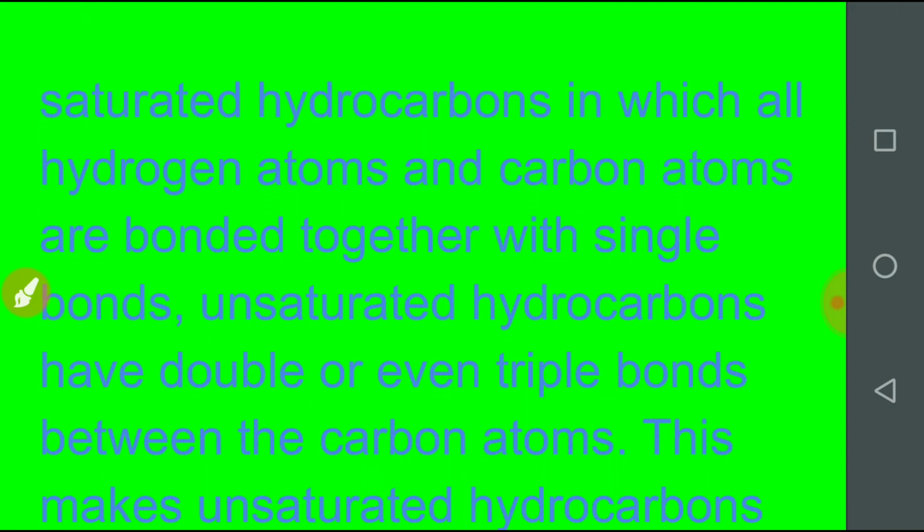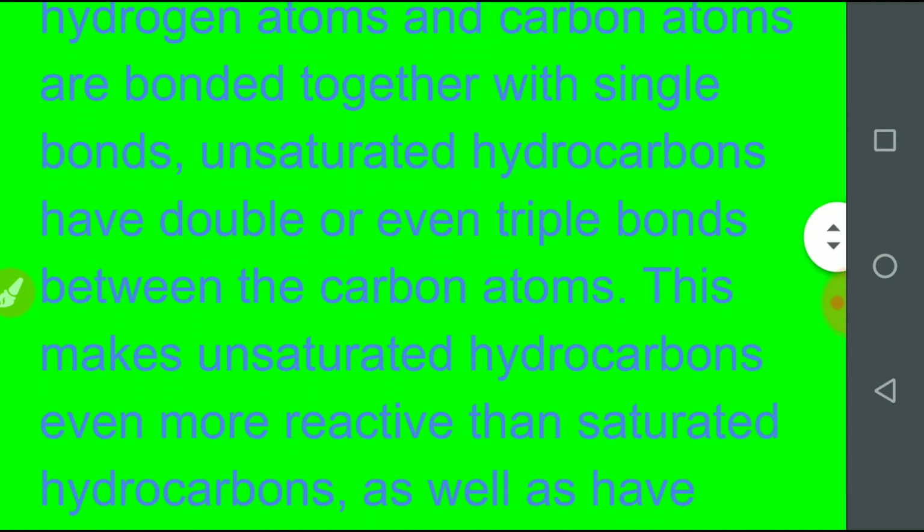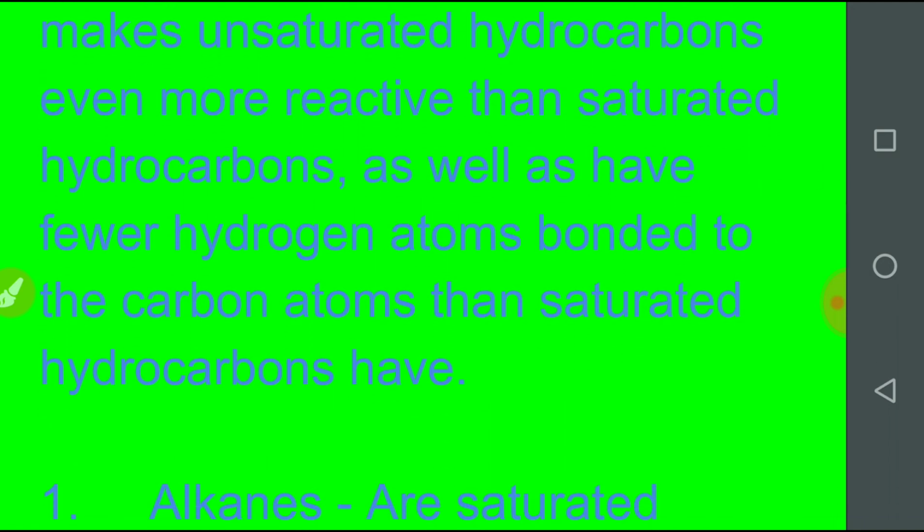Unsaturated hydrocarbons. Unsaturated hydrocarbons have double bonds or sometimes triple bonds between the carbon atoms. This double or triple bond makes unsaturated hydrocarbons more reactive than saturated hydrocarbons, and they have fewer hydrogen atoms bonded to carbon atoms than saturated hydrocarbons have. Once again, unsaturated means carbon compounds having double bonds or triple bonds between the carbon atoms are called unsaturated carbon compounds. Alkenes and alkynes are examples of unsaturated hydrocarbons.